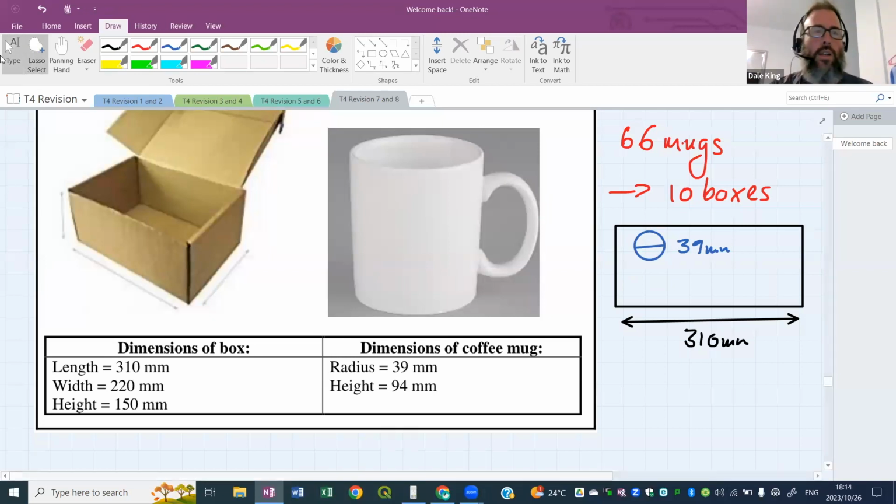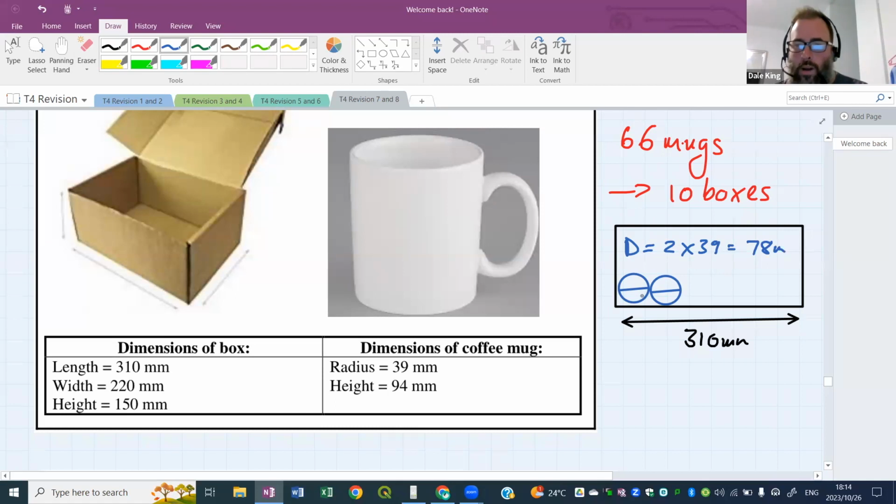Then what I can do is take this mug and squash it up in my diagram. Now, you don't have the tools that I have, but I can start to actually fit these mugs in. Like Mohammed said, I need to think of diameter. So diameter equals 2 radii, 2 times 39, which is equal to 78 millimeters. So one mug there with a line going across it takes up 78 millimeters of space.